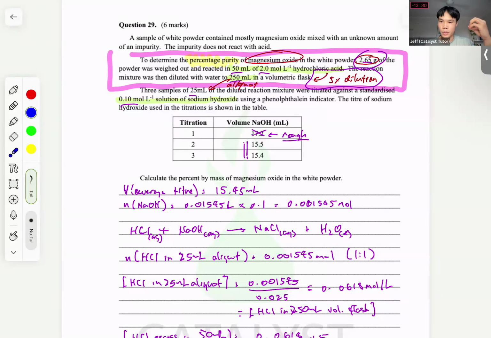Does aliquot mean a sample of? Aliquot means you're taking a small portion of a specific volume out of a larger solution. So a 25 mL aliquot is what we've taken here.